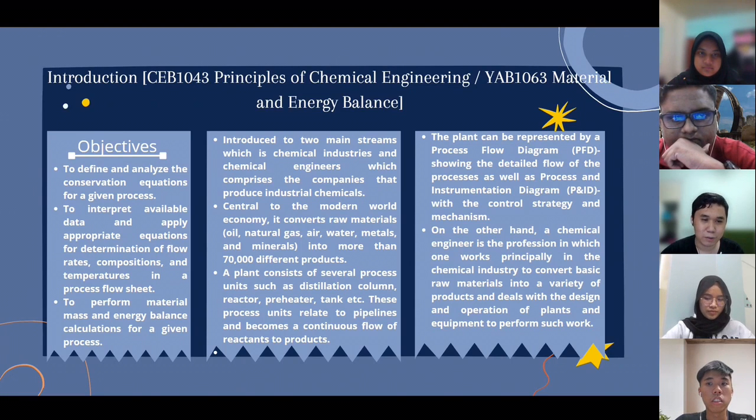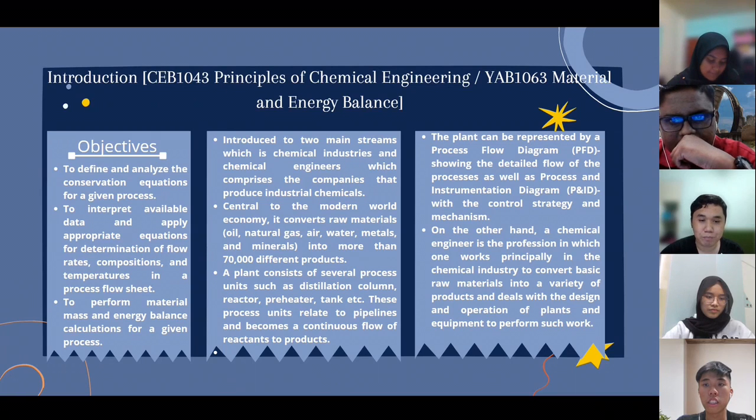So a plant, which is part of the chemical engineering process, consists of several process units such as distillation columns, reactors, preheaters, tanks, etc. These process units relate to pipelines and become a continuous flow of reactors to products. So each plant can be represented by a process flow diagram showing the detailed flow of processes as well as process and instrumentation diagram, P and ID, with the control and strategy mechanism.